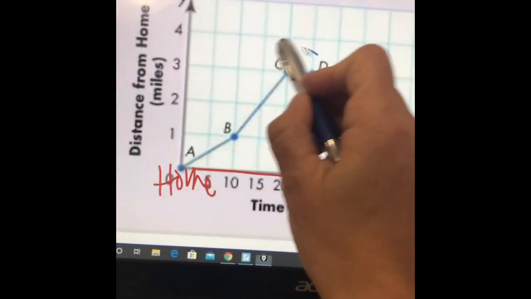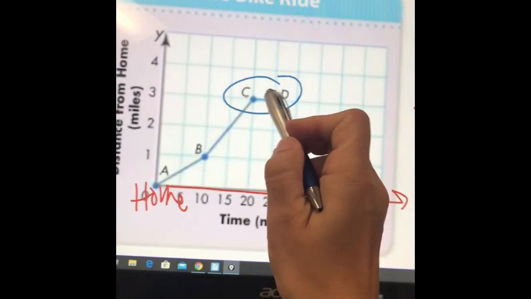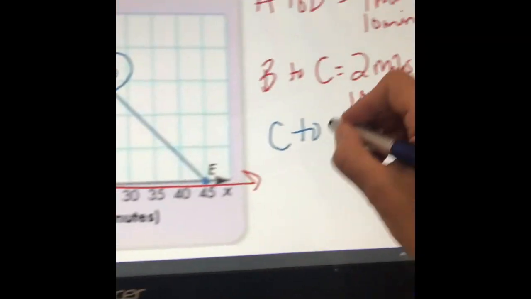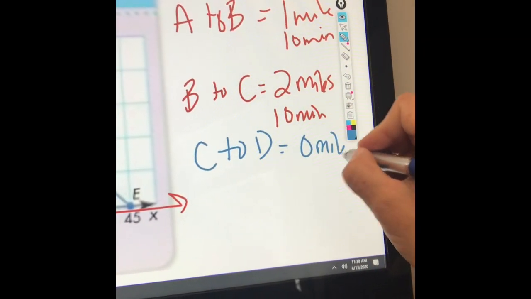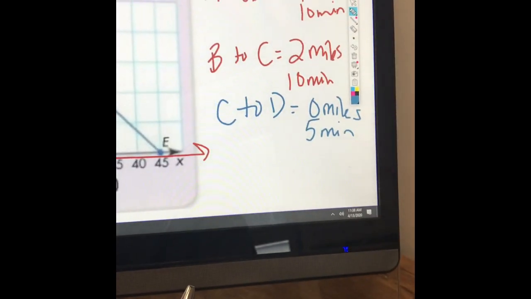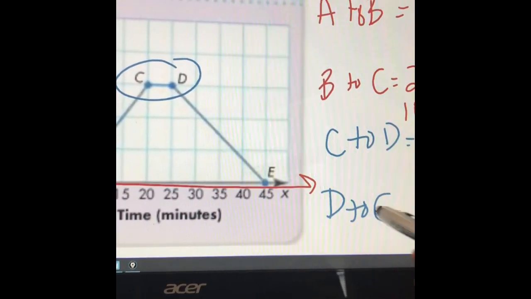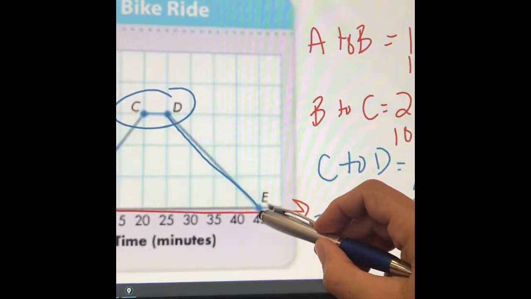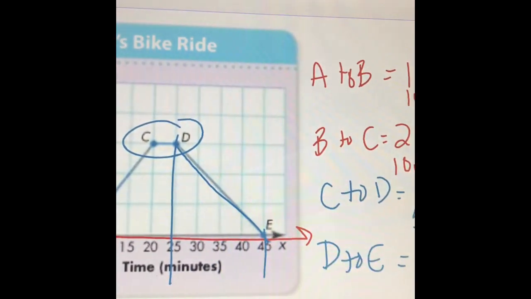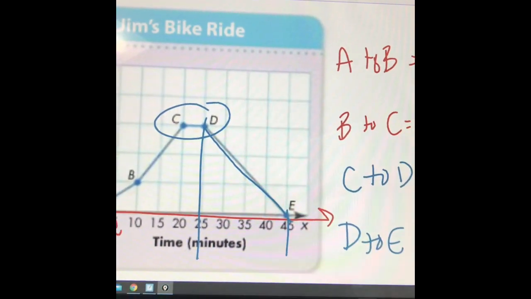So then from C to D, what does he do? He rides nowhere. He stays in the same spot, because he went 3 miles and he hasn't moved. So for 5 minutes, maybe he takes a break. So C to D, he went 0 miles, 5 minutes. And then from D to E, he went 3 miles. He went all the way home, and he went from 25 minutes to 45 minutes. So it took him 20 minutes, because 25 to 45 is 20 minutes.